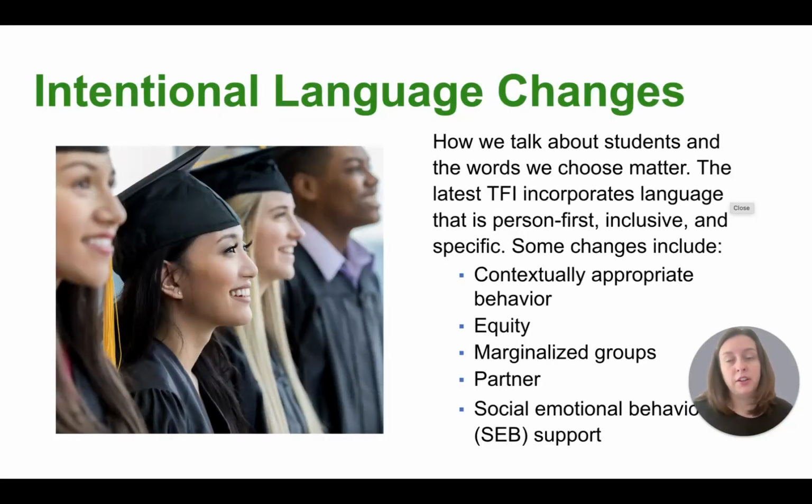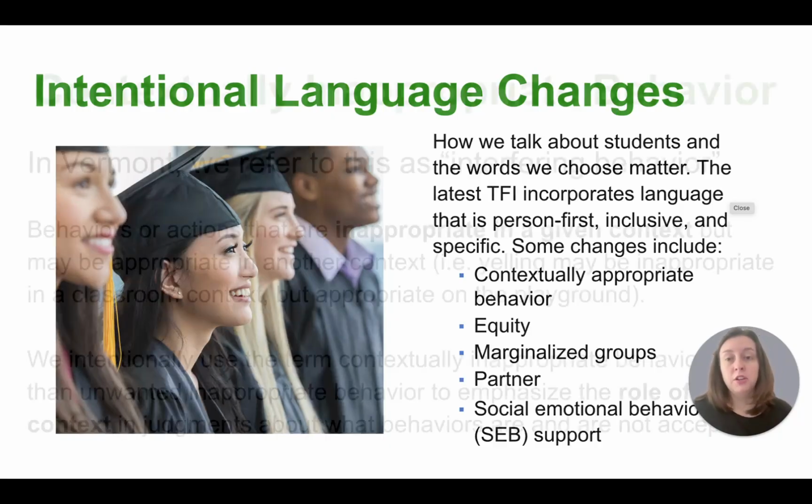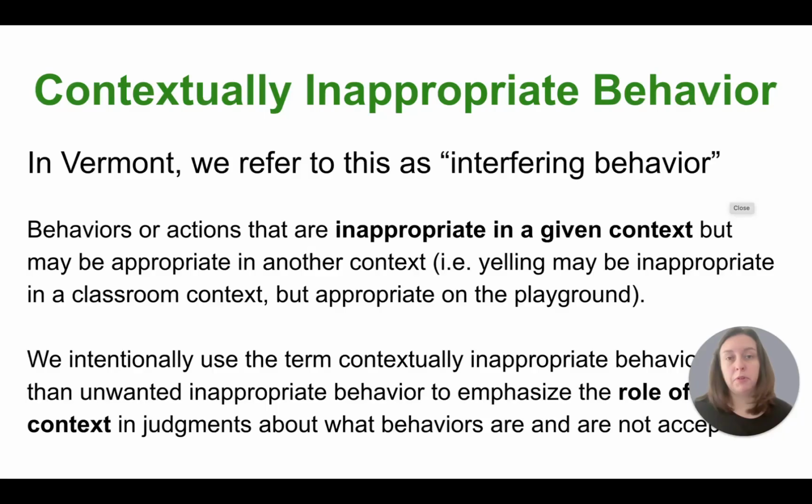And we also wanted to draw your attention to some intentional language changes that they've made. As you know, the way we talk about students and families and the words we choose really matter and can change mindset. And so this new TFI incorporates language that is person first, inclusive, and specific. So you'll see a few new terms. The first one is contextually inappropriate behavior rather than problem behavior or challenging behavior. In Vermont, we have moved to the term interfering behavior. So wherever you see contextually inappropriate behavior in the TFI, if you're a school that uses that language of interfering behavior, you can replace it with that.